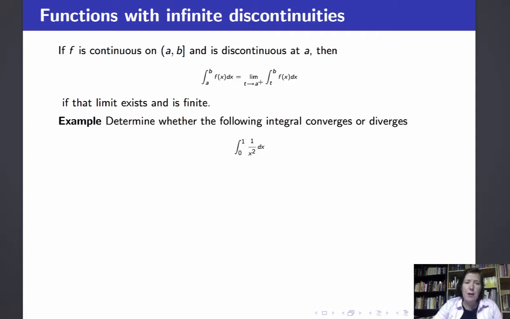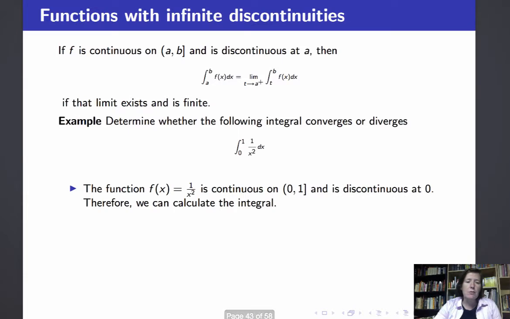Let's look at another example. Suppose we want to figure out whether the integral from 0 to 1 of 1 over x squared dx converges or diverges. And of course, the problem here is at 0. 1 over x squared goes to infinity at 0, but it's continuous elsewhere on the interval from 0 to 1. We simply follow the definition.